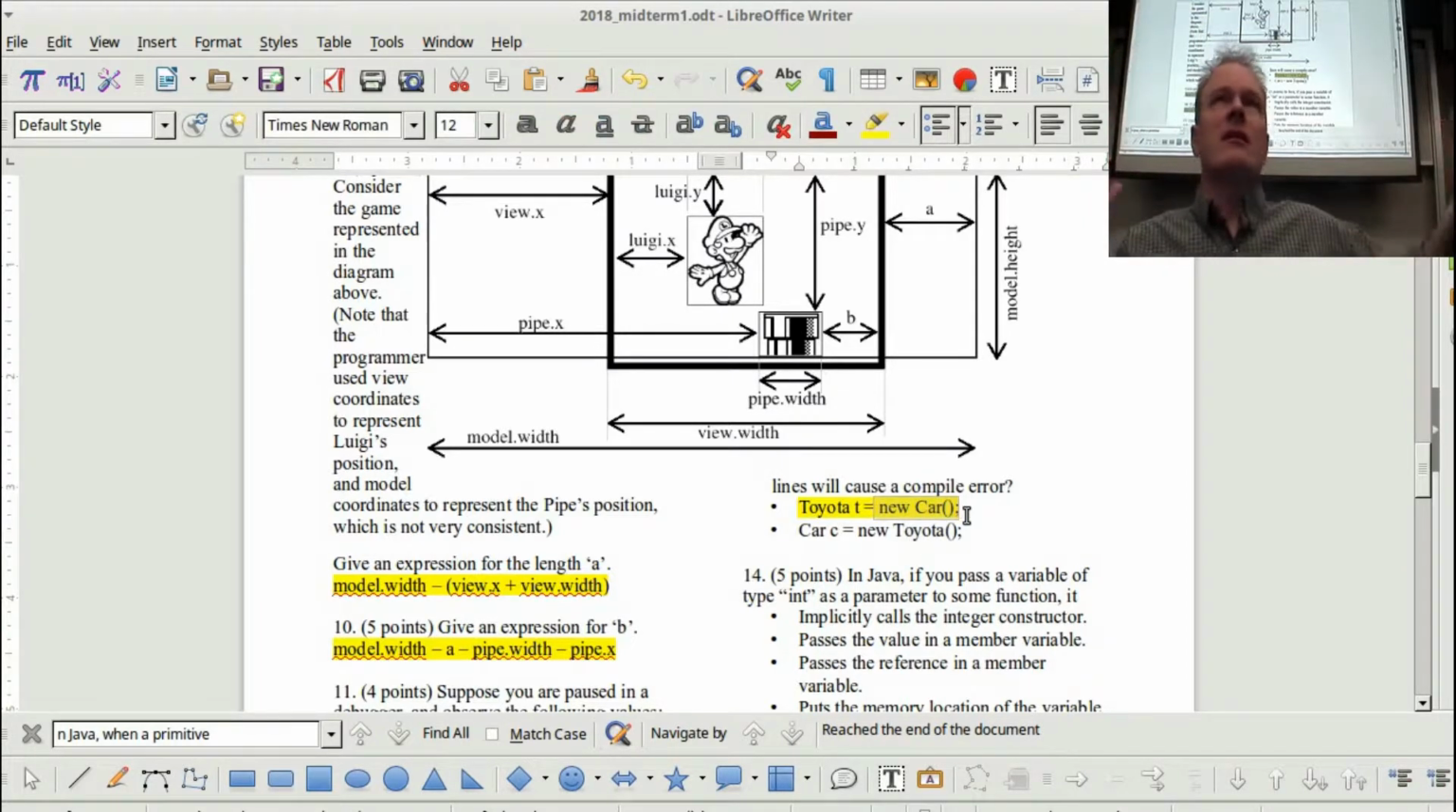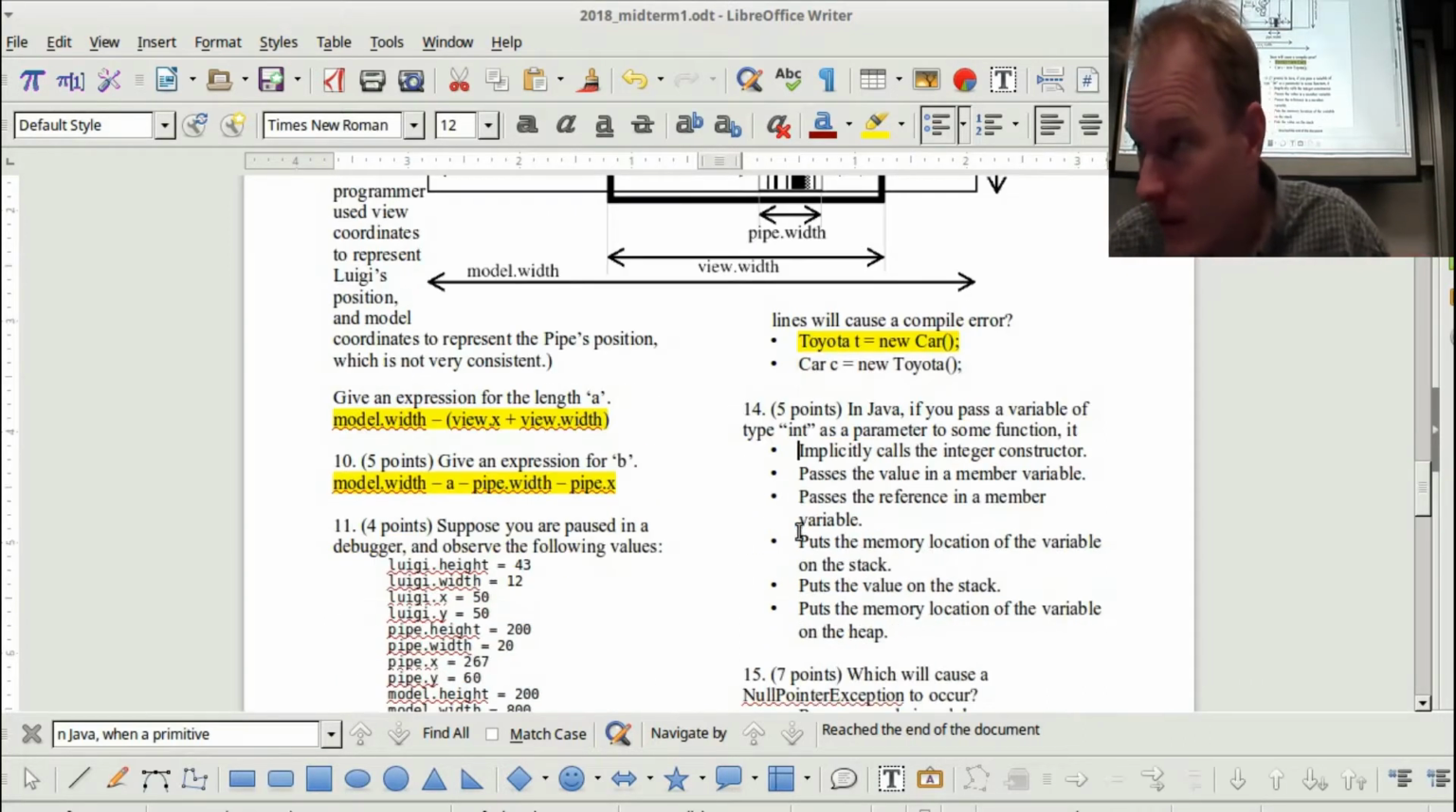Suppose you made a car. Is it a Toyota? I don't know. It might be a Honda, right? It might be a Ford. So saying Toyota T equals new car, well, it can't do that equal sign. And so it throws a, hey, these types don't match up. If you make a new Toyota, is that a car? Yep. So the compiler says, cool, moves on. Okay.